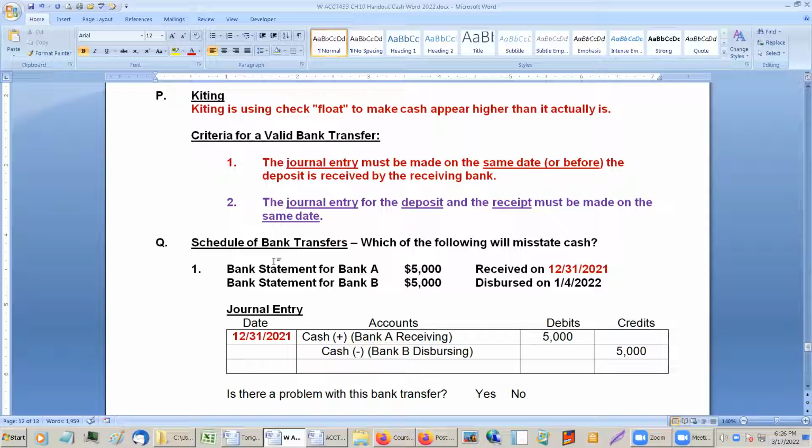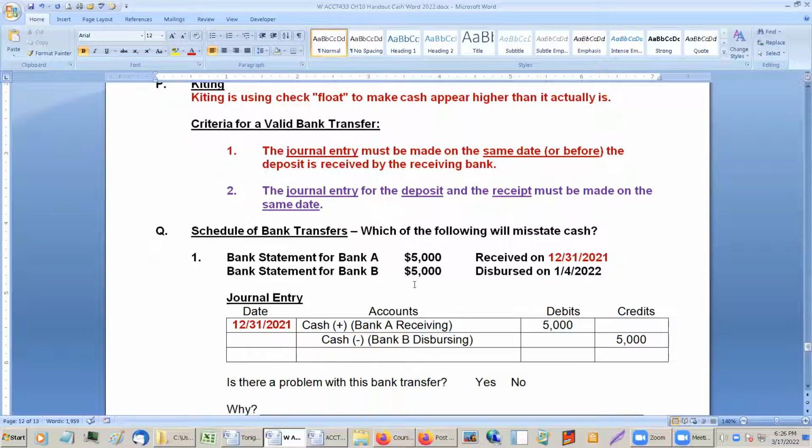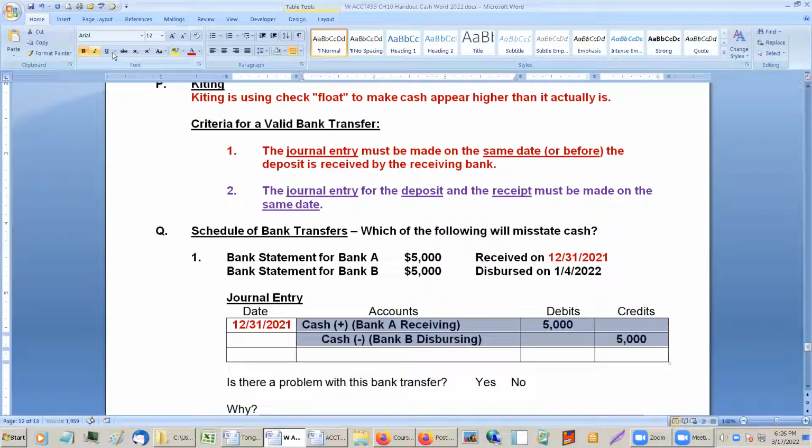So this first one, for criteria 1, is it okay or not okay? Good. It's good, right? Yeah, so the same date. The journal entry for the deposit and the receipt must be made at the same time. Okay, well, here's the deposit and here's the receipt. And it looks like they're made at the same time.